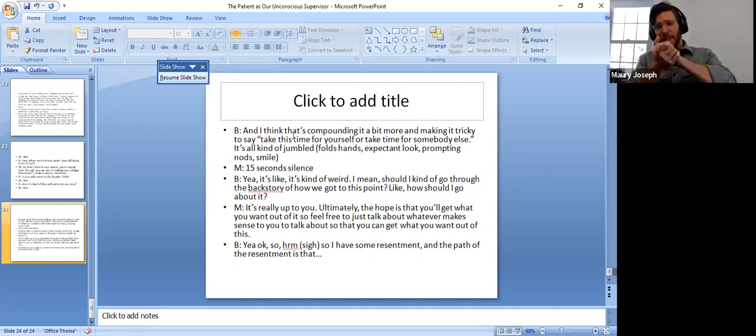And you see his hands start to go more tense. And then you see the kind of awkward smile. And then he starts to speak. After 15 seconds of us waiting, it's a tense, awkward 15 seconds, because I'm not doing what I'm socially supposed to do. And he says, yeah, it's kind of weird. I mean, should I kind of go through the backstory of how we got to this point? Like, how should I go about it? Right, so he's saying, like, what should I talk about next? How should I go about this session?